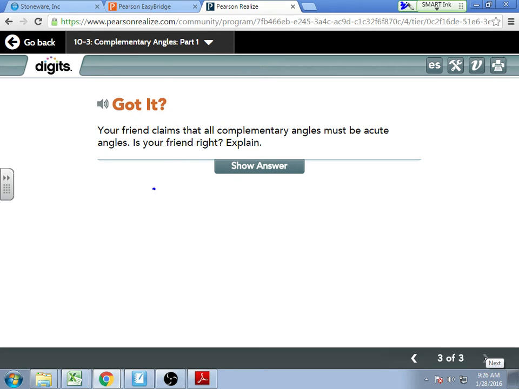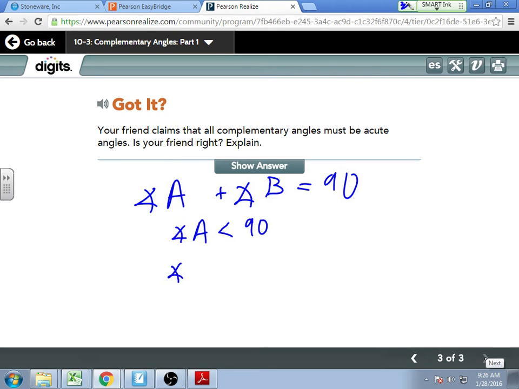Yeah, let's say we have angle A and angle B, and they're going to equal 90. They're a complementary pair. We have two things together that equal 90. What we know is that angle A has to be less than 90, and angle B also has to be less than 90.